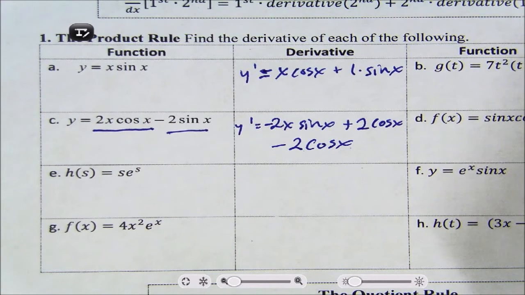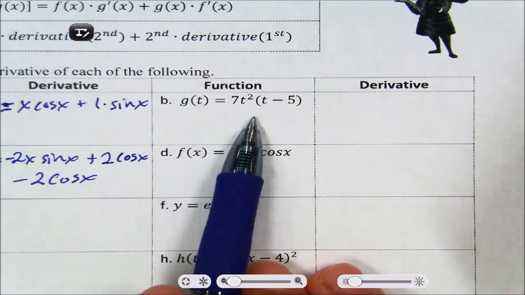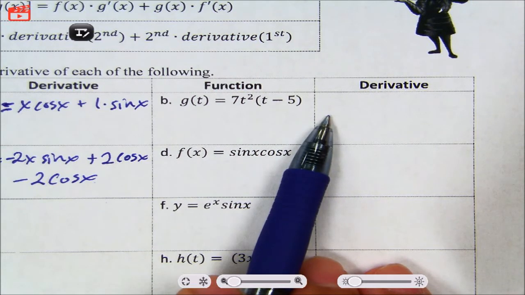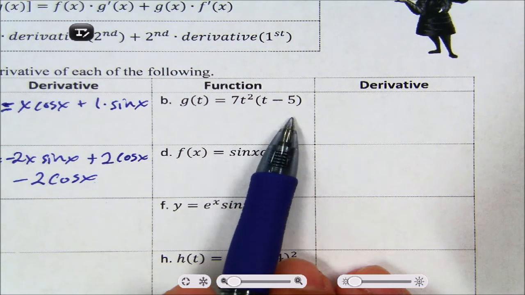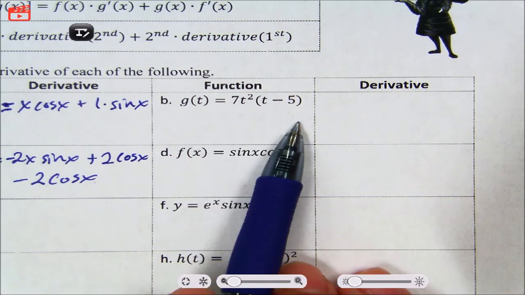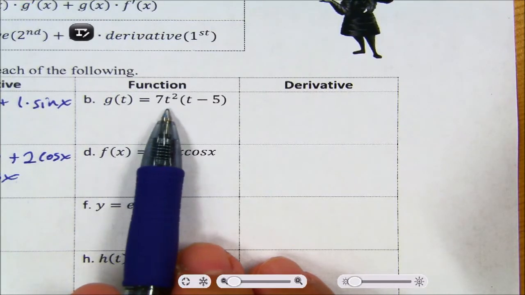Alright, I'm going back to do B. So B is an example where it's probably easier to multiply it out instead of using the product rule. So I'm going to do this one twice. I'm going to take the derivative using the product rule and take the derivative by multiplying it out. Okay? So this one, I'm going to do product rule.